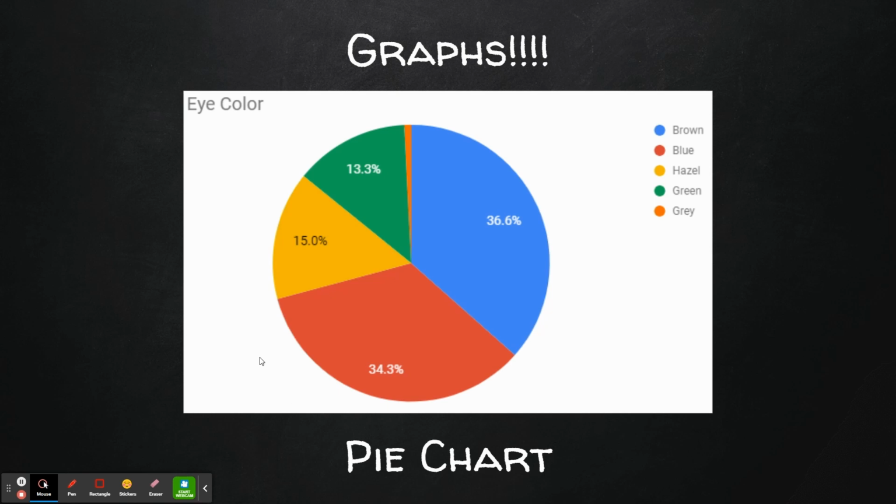Again, these are just for categorical variables, and the slices of each piece here of the pie represent the proportion of the distribution that has each value of the variable. So we can see here this red area is 34.3% of the total pie because that's how many people have blue eyes. This blue area represents the brown eyes, and that's 36.6%. This is just a good way to glance at something and get kind of a proportional understanding of who has what eye color or what value of the variable.